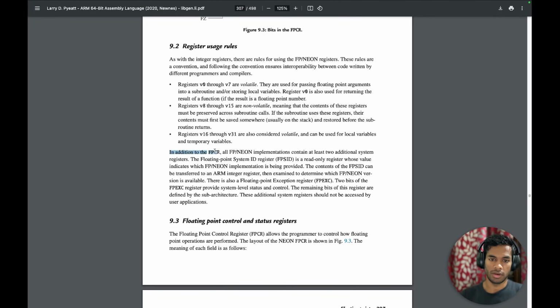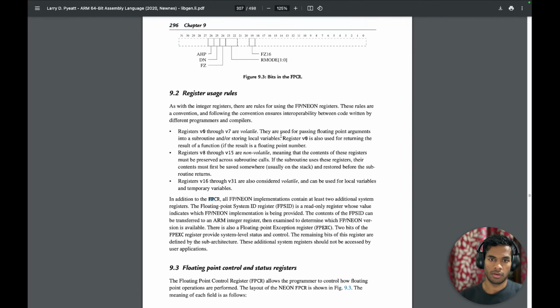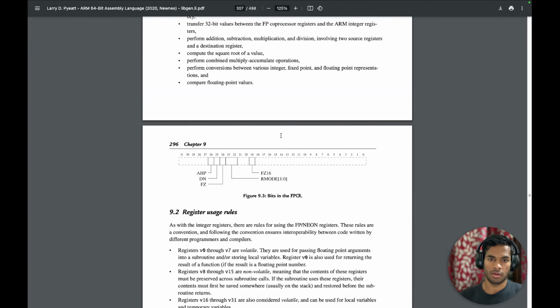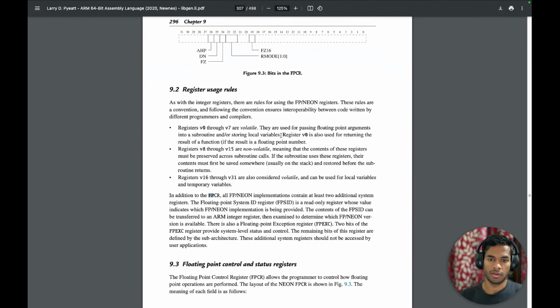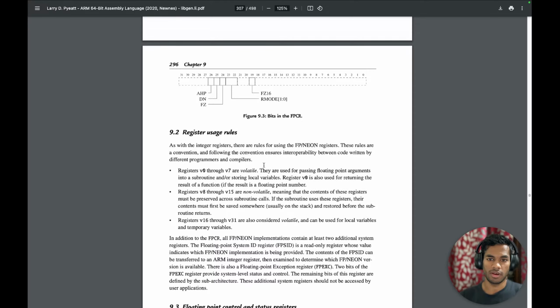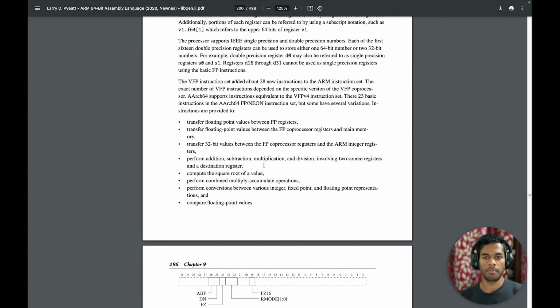In addition to the FPCR, what is FPCR? Floating point control register. CR, R is register. What is C? In addition to the FPCR, floating point control register.